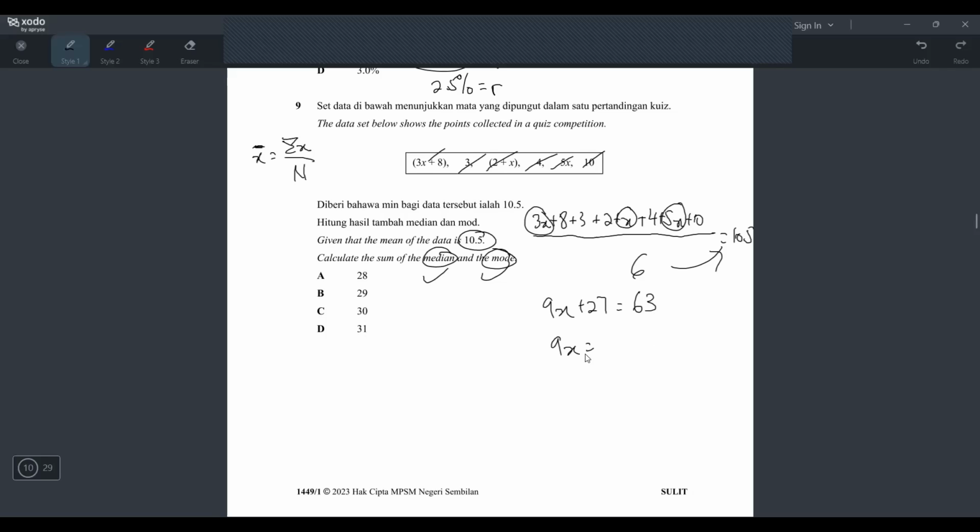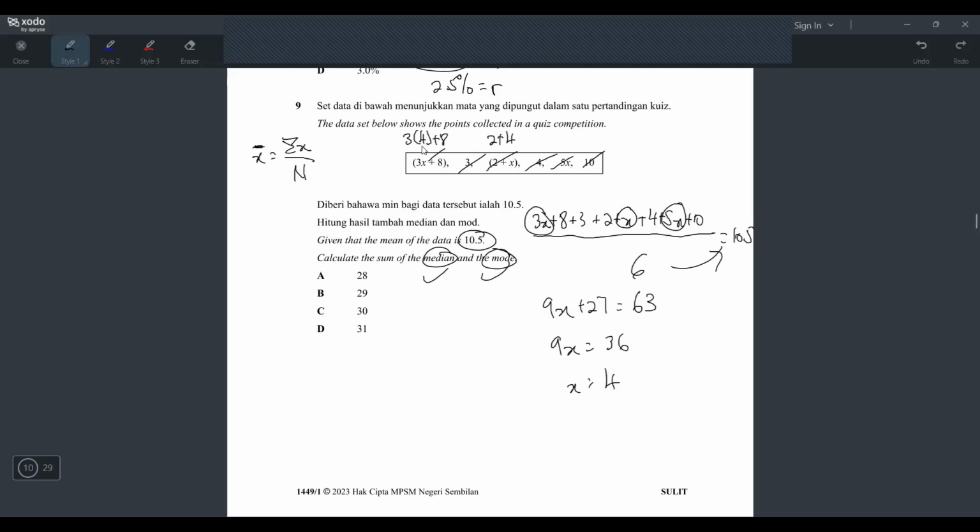And then 9x equals to 63 minus 27. Let's press calculator. Okay, 36. So now I get my x. 36 divide 9, which is 4. But this is not the answer, of course. This is just the value of x. So now I know my x is 4. I can substitute. The x is 4. Here I can put 4.